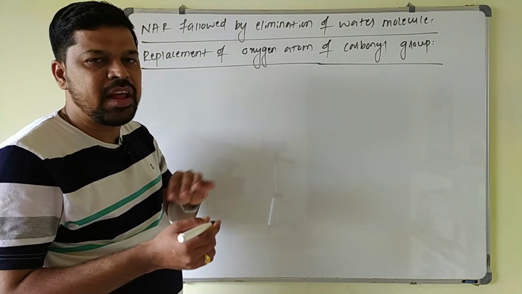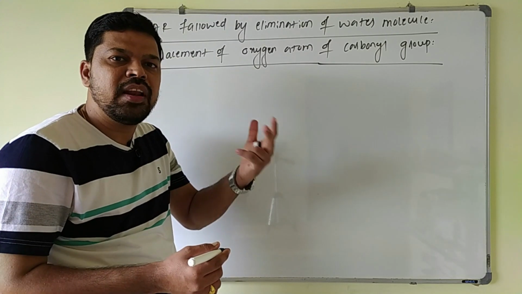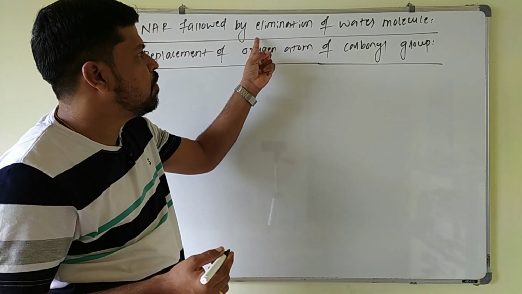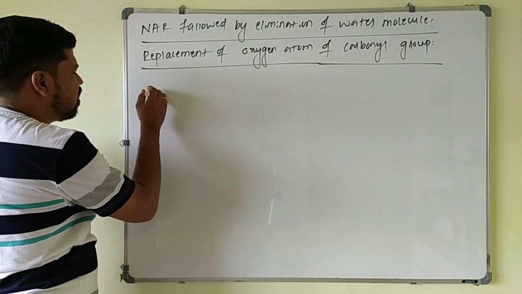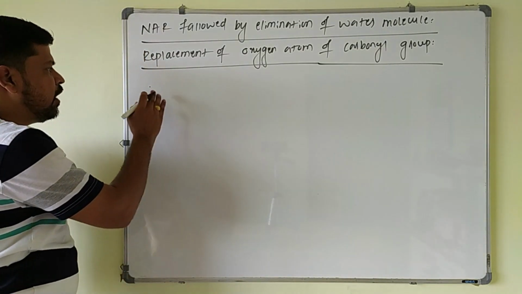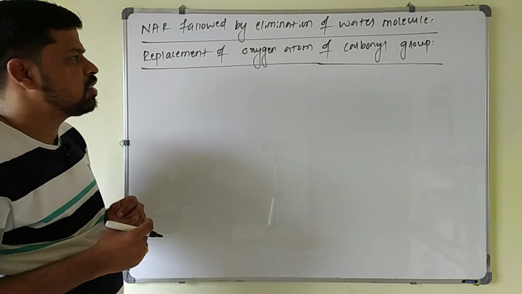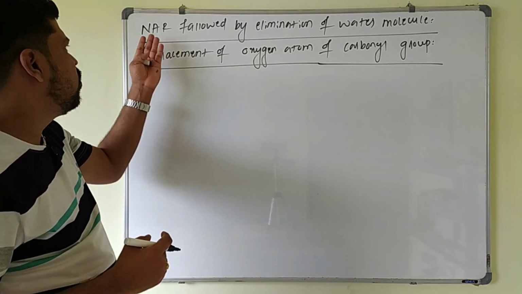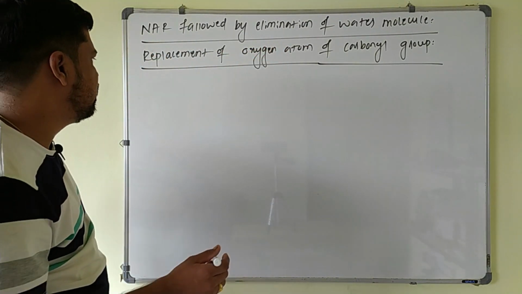Means in this type of reaction, first the addition of nucleophile takes place. Once the nucleophile is added, then there is an elimination of what? Water molecule here. Now in this one, weak nucleophiles like ammonia and its derivatives react with aldehydes and ketones. A nucleophilic addition reaction takes place, which is followed by the elimination of water molecule.